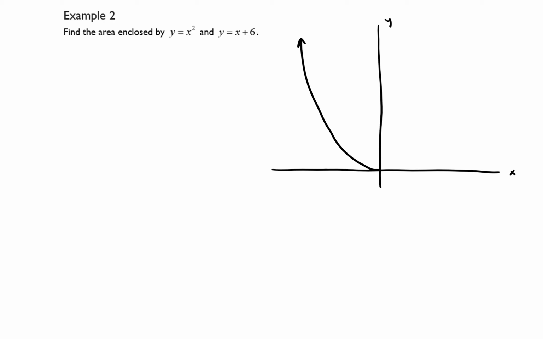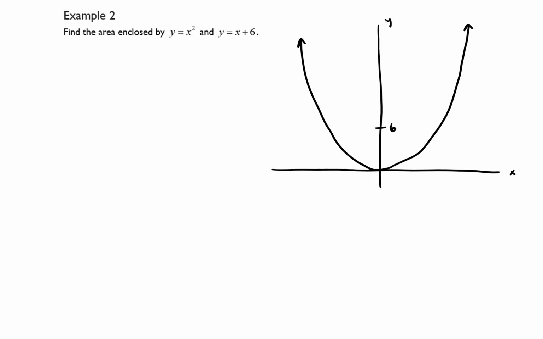Example 2 says find the area enclosed by y equals x squared and y equals x plus 6. Let's start off with the graph. So there's my y-axis, my x-axis. Y equals x squared is a parabola.